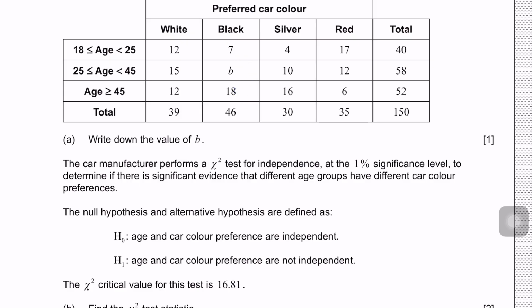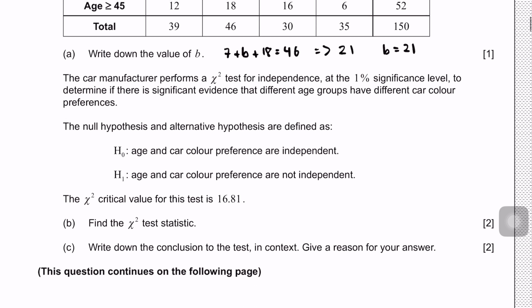So if we wanted to write an equation, we could say this: 7 plus B plus 18 equals 46. We could solve that if we wanted, but I'm going to work this out. 18 plus 7 is 25. 46 minus 25 would take us to 21. And then we can double check. 21, 28, 46. That looks good. Okay, so B is equal to 21. Just a 1-mark question, actually.